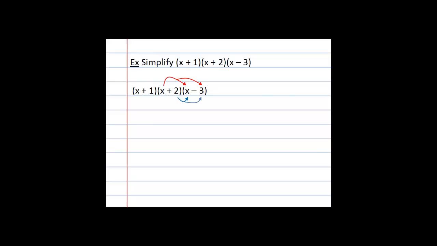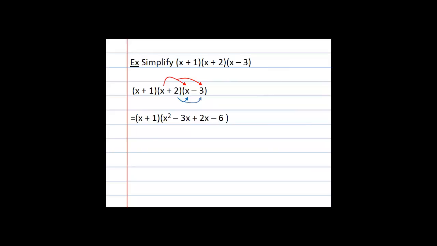So same way we did in grade 10, I'm going to take the x times negative 3, and then the 2 times x, and the 2 times negative 3. And we're going to multiply those together. Again, we said the first bracket stays the same, so I have an x plus 1. And then with the multiplication, we'll end up with an x squared minus 3x plus 2x and minus 6.